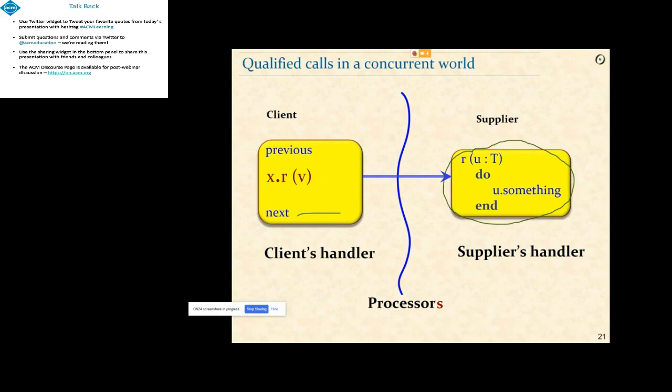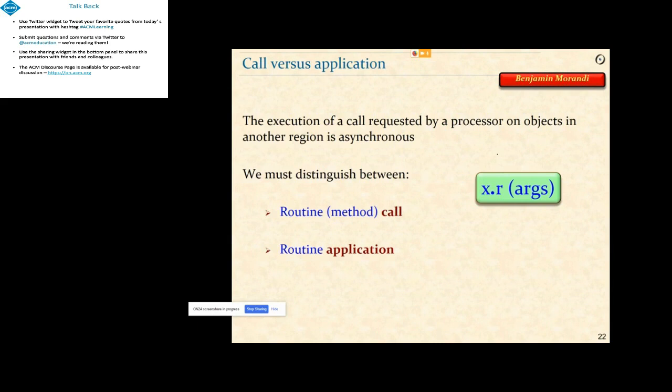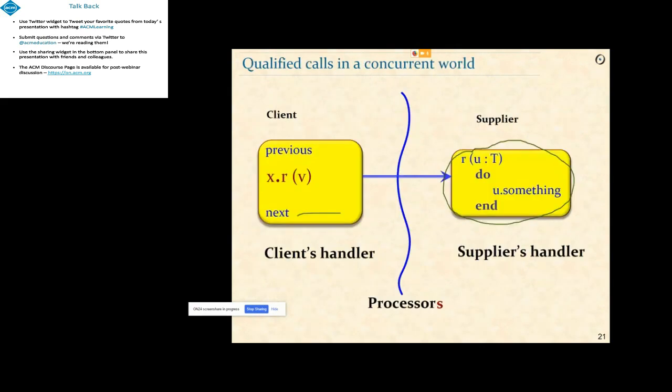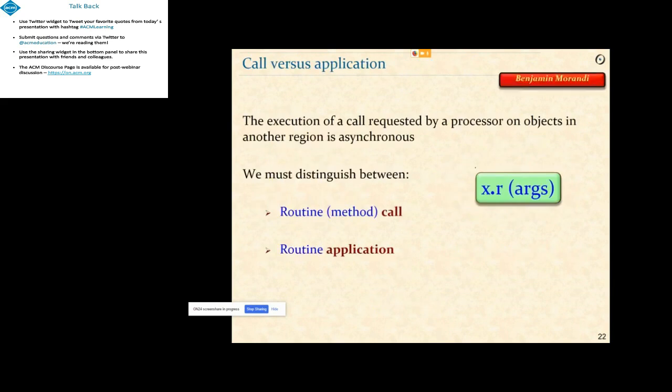And so this is going to be the fundamental semantic difference. We say that a call is going to be asynchronous. One way of saying this is that we now distinguish between a call of a routine and an application of the routine. On the side of the client, we have a call. This thing here, x.r of v, is a call. From the viewpoint of the client, it's just like logging a certain request. On the side of the supplier, we have the actual execution, which is the application of the routine.